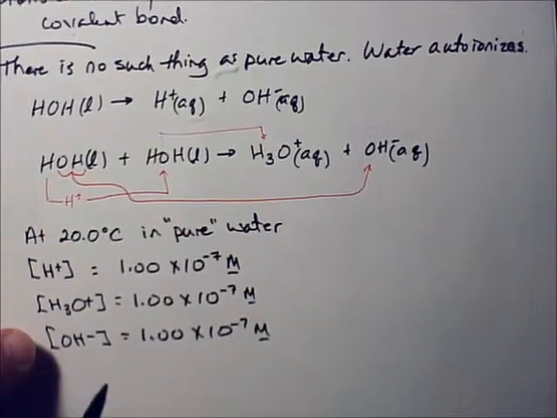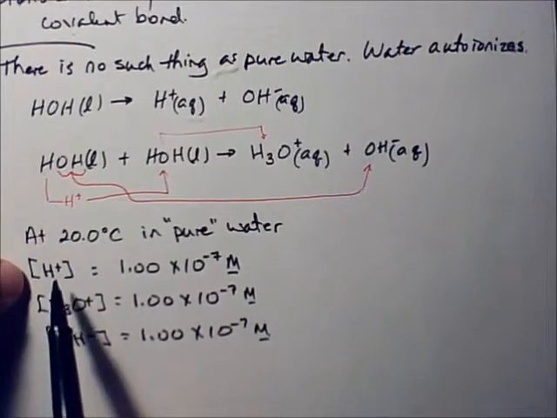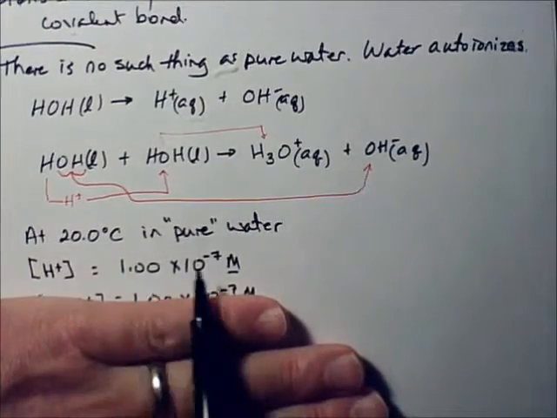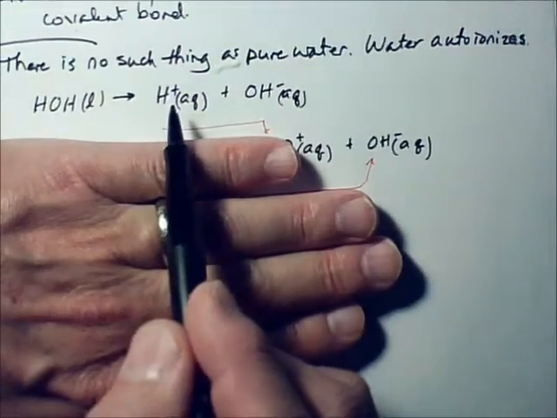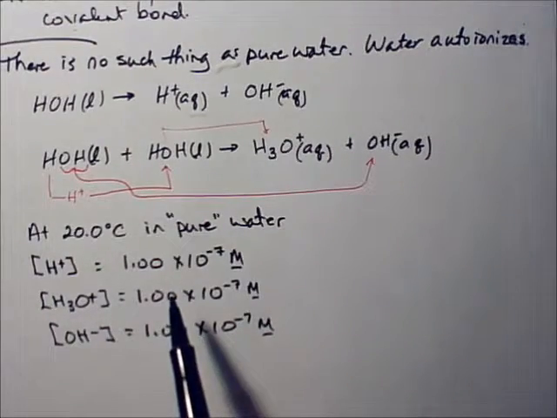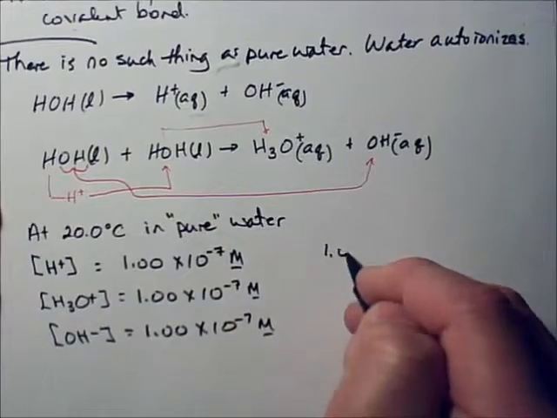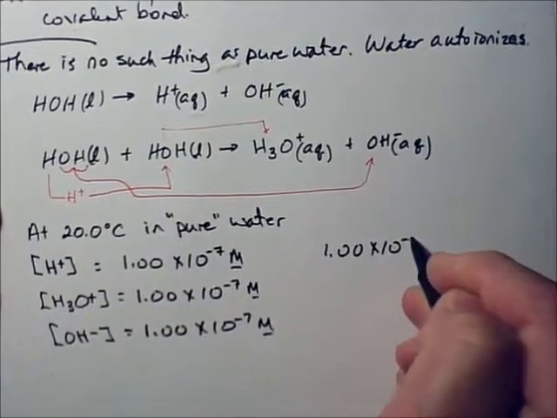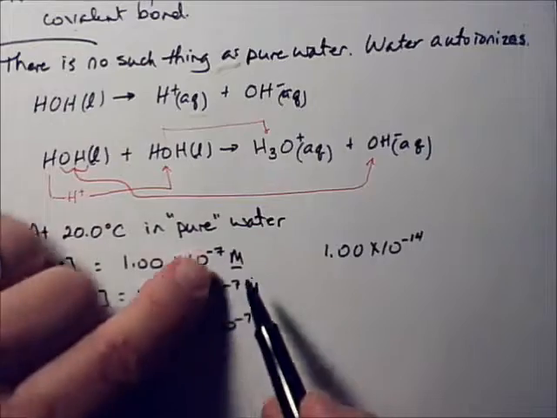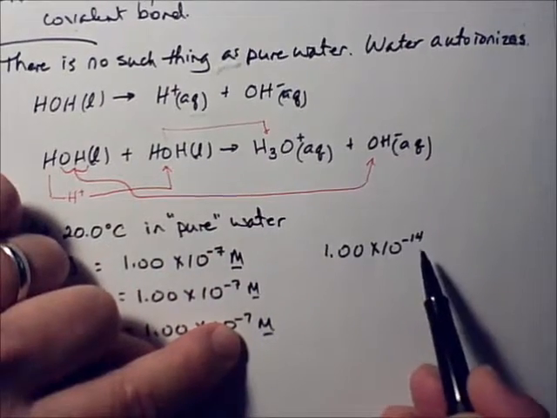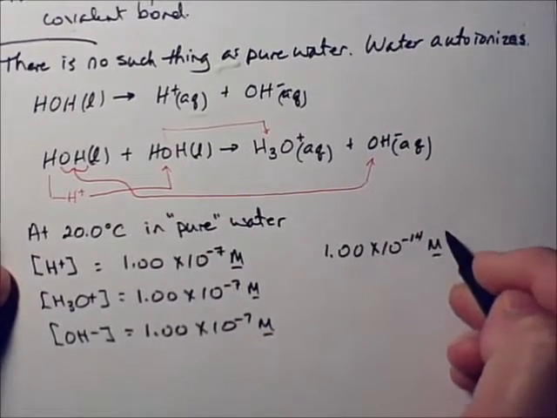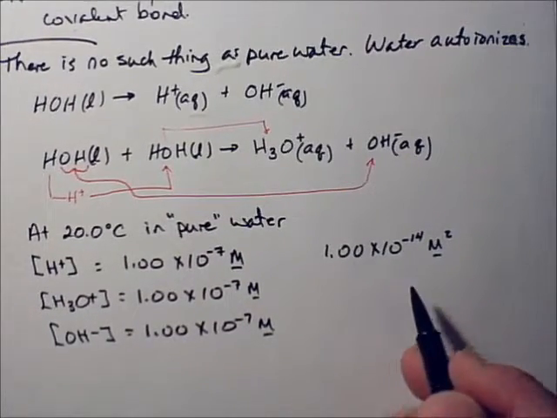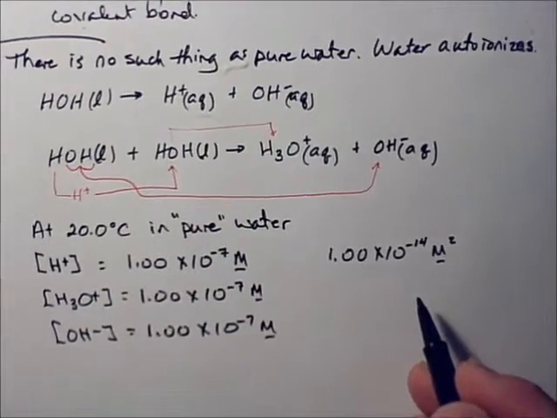Okay, let's work on this right now. What do you get when you multiply the hydrogen ion concentration times the hydroxide ion concentration? You get 1.00 times 10 to the negative 14. And I'm multiplying molarity times molarity, so what unit of measurement do I have here? Molarity squared. That number is really important to us.